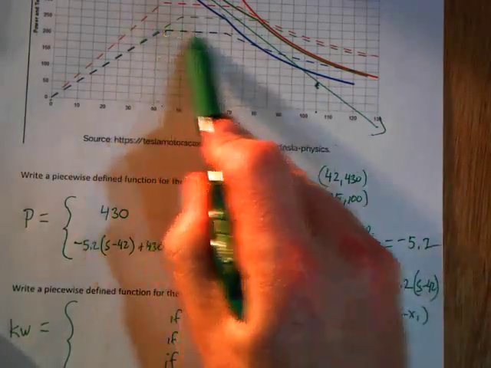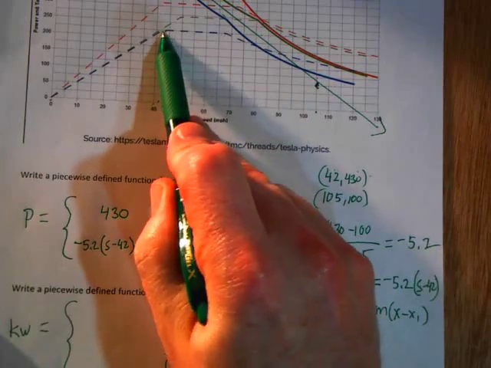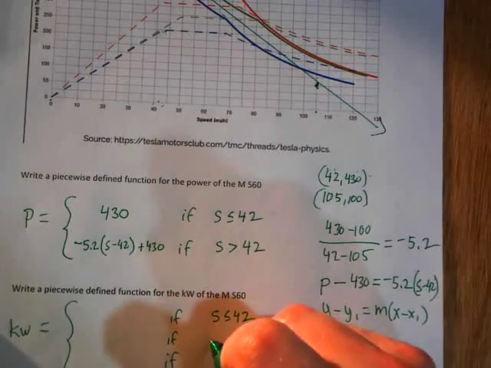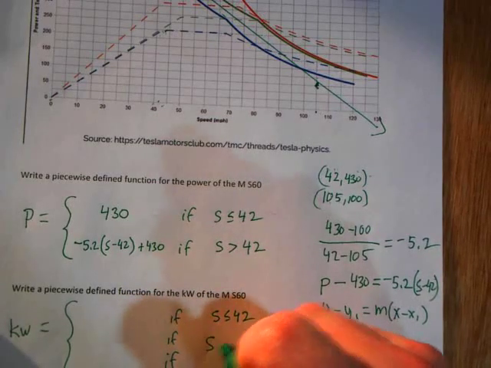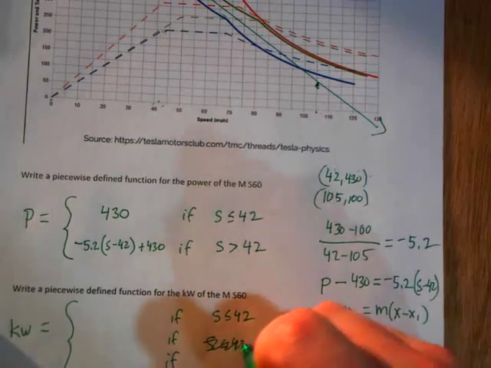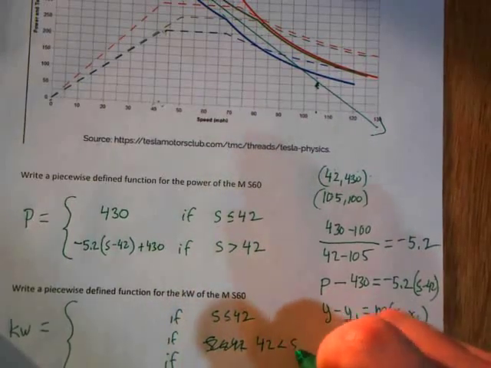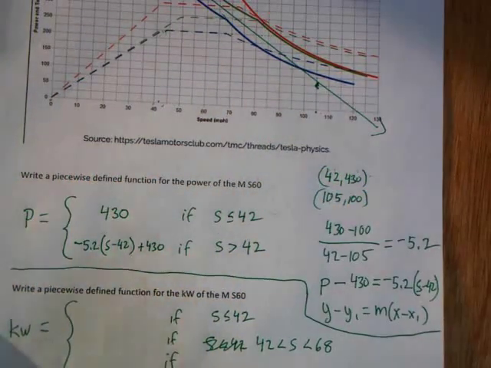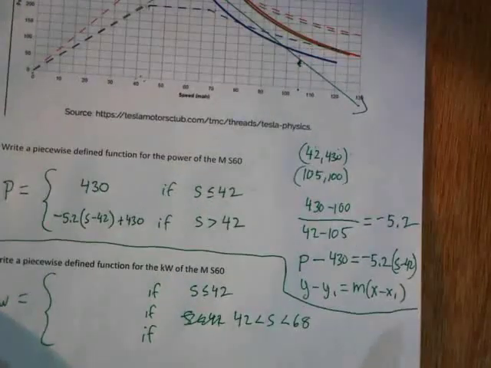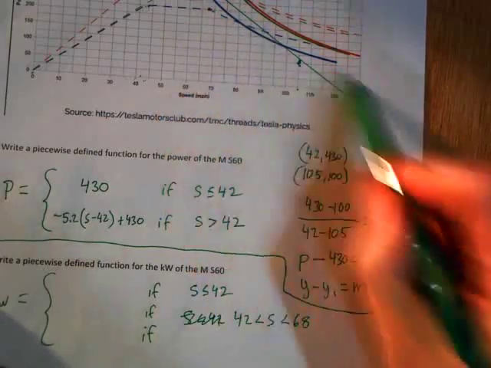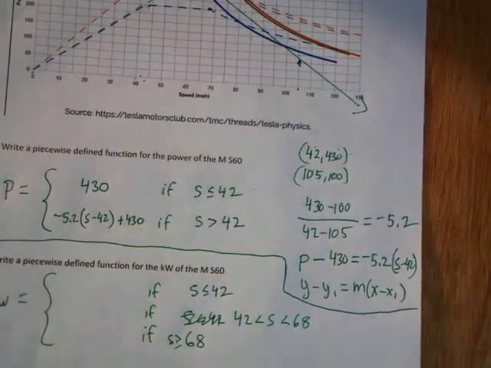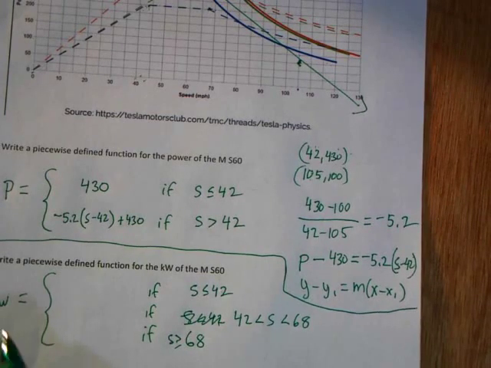The second piece is this constant piece that starts at 42 and ends at about 68. Oops, I want 42 less than S, less than 68. And then the third piece starts at 68 and goes forever. Alright, so again, I like to write my big parenthesis and then I like to write my if parts first.